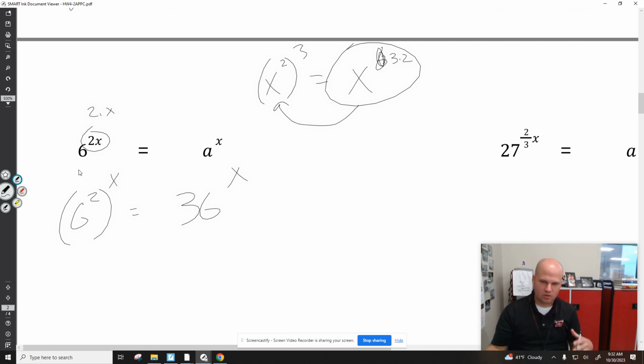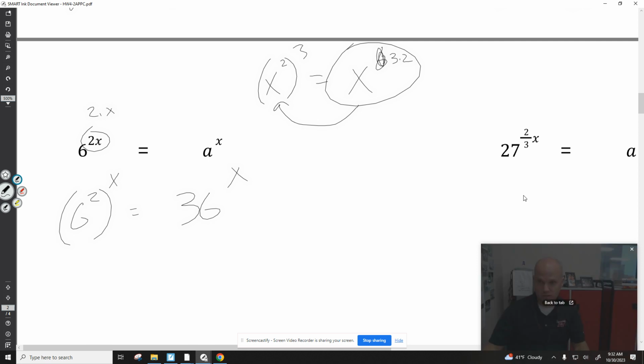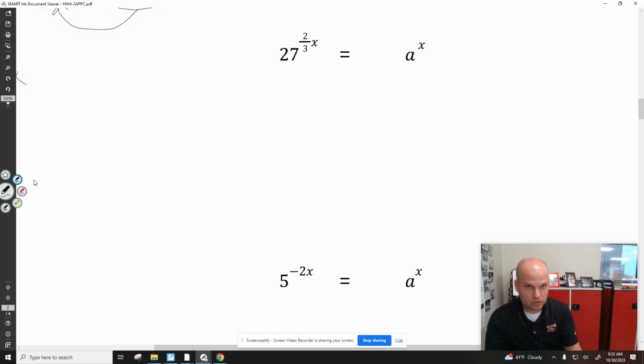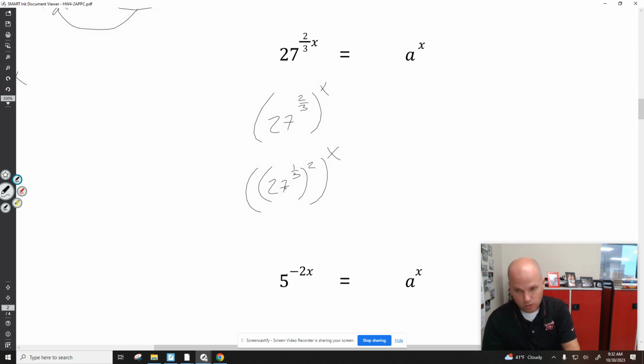Now, what this equates to is honestly like horizontal translations with different bases. But they're just questions where it's like, hey, are you comfortable writing equivalent forms of exponential functions? 27 to the 2/3 x, I would write as 27 to the 2/3 to the x. I would take the 2/3 and split that into a power. So it's like 27 to the 1/3 squared to the x. Cube root of 27 is 3. 3 squared is 9. So I get 9 to the x. A is 9.